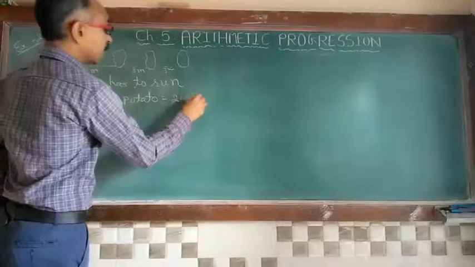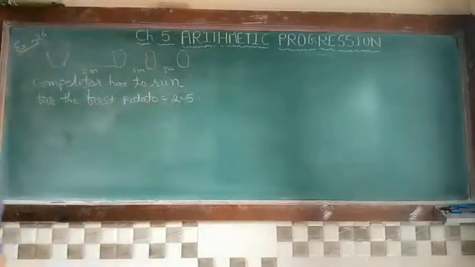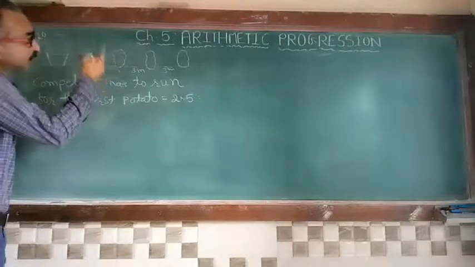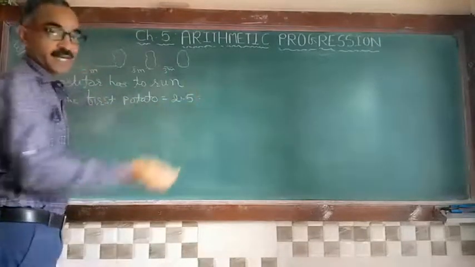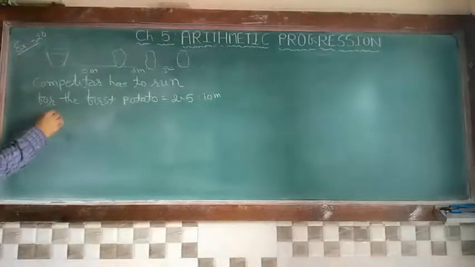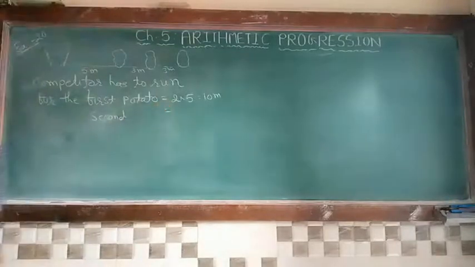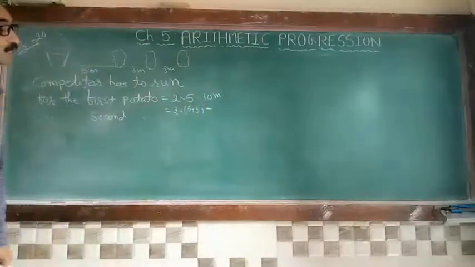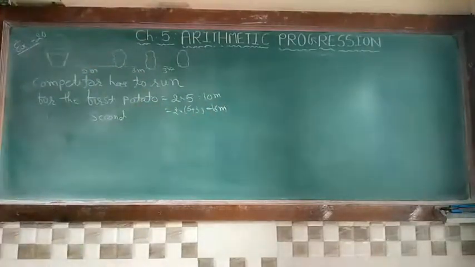That is 2 into 5 plus 2 into 5. Why 2 into 5? See, she has to run 5 meters for the first potato, and again she comes back the 5 meters. That means 5 plus 5, so 2 into 5, or you can write 5 plus 5. So she has to run 10 meters. Then for the second potato, that means 2 into 5 plus 3. That means 5 plus 3 is 8, 8 twos are 16. So she has to complete 16 meters.